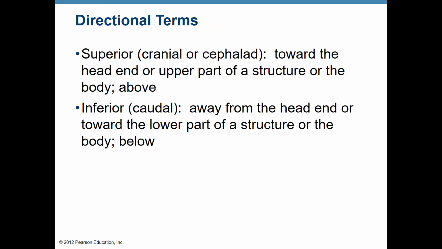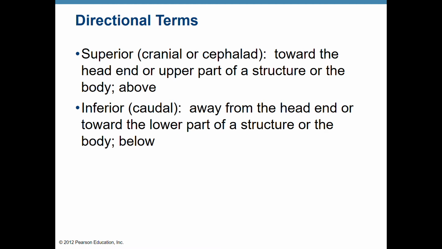Then the directional terms. We use directional terms to locate various body structures. Anatomists use specific directional terms, words that describe the position of one body part relative to another. Most of the directional terms used to describe the relationship of one part of the body to another can be grouped into pairs that have opposite meanings. For example, superior and inferior.